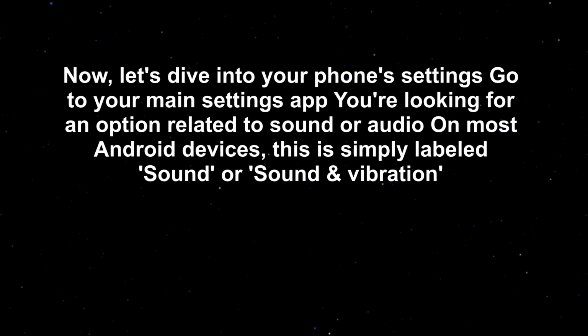Now, let's dive into your phone settings. Go to your main settings app. You're looking for an option related to sound or audio on most Android devices. This is simply labeled sound or sound and vibration.